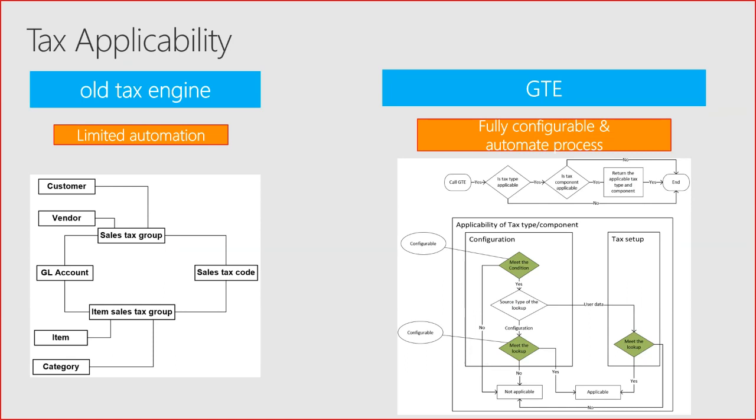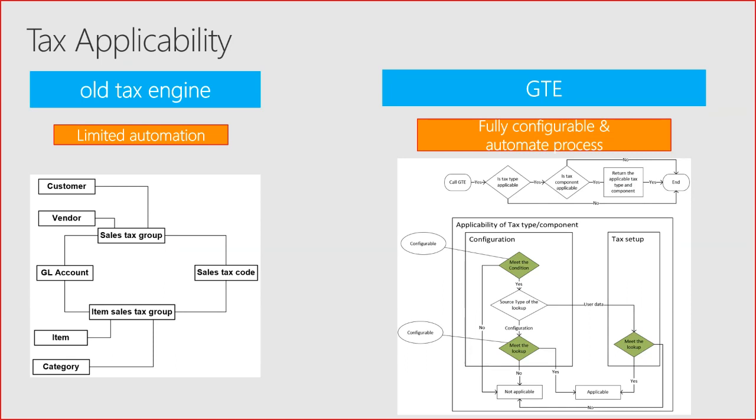But still, it's a limited automation. Sometimes you need a more flexible applicability rule, which cannot be satisfied by this limited applicability logic with the old tax engine. So that's resulting in users sometimes still needing to manually change the sales tax group or item sales tax group, to make sure that the correct sales tax code will be applied for this transaction. And if you check the right side, GTE, it is a fully configurable and automated process.